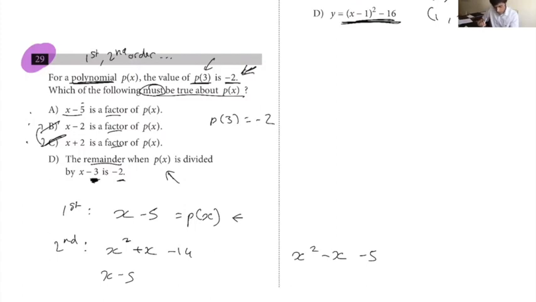9 minus 3 is 6. So it has to be -8, because then you get 9 minus 3 minus 8, that's -2. Does x minus 5 go into this one? Nope, also no, so then we can cross out A, so the only option we're left with is D. So you don't even need to know how to divide. You just cross out A, B, and C.